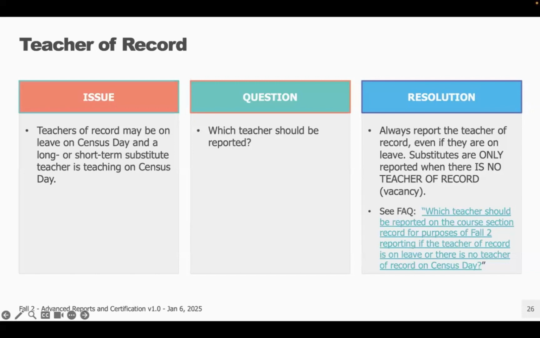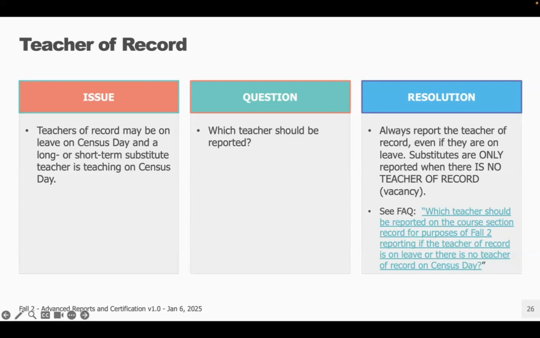All right, so moving on to your teacher of record. Another issue arises when the teacher of record may be on leave on census day and a long-term or short-term substitute is teaching on census day for them. So which teacher should be reported? The teacher of record must always be reported, even if they're on leave. Subs are only to be reported when there is a vacancy or no teacher of record on census day.